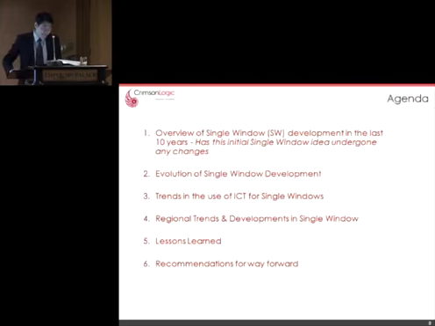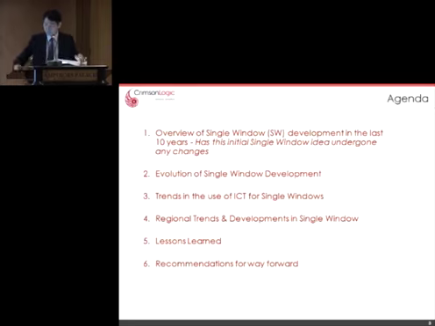Basically, I'll be walking you through the history of single window, the definition, perhaps because we have been talking so much about it, we should really know what it is about, right? And then I will share with you the stages of evolution of a single window, how it usually gets started and how it ends up being a single window. I'll talk a bit about the technology trends of a single window that we have been seeing, the regional trends in terms of geographical regions, and then some lessons learned.